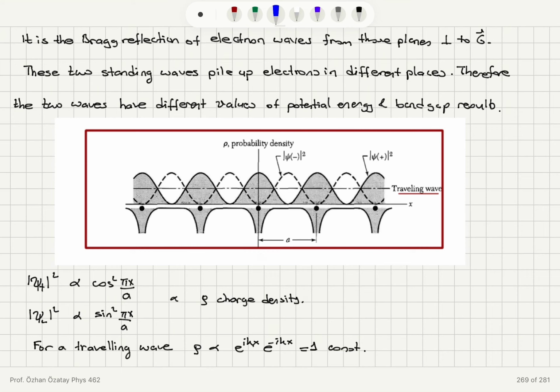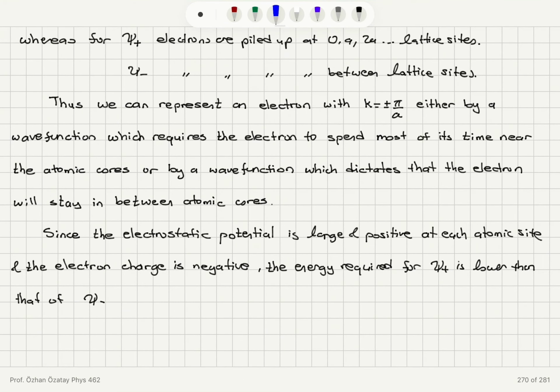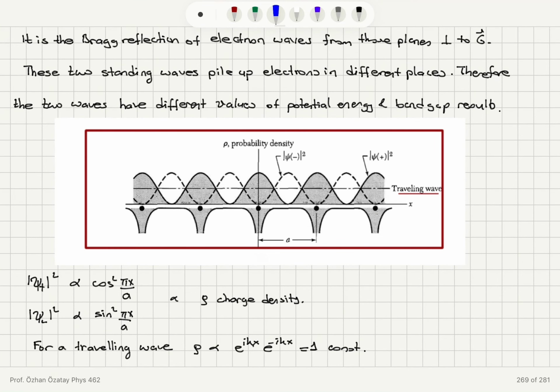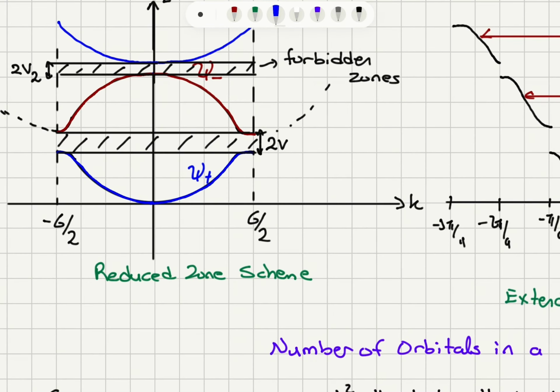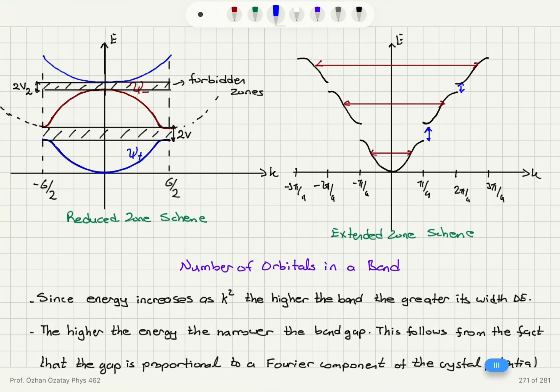The lower energy one is when the electron is close to the ion core, and the higher energy one is when it is in between the ion cores. We can see that the energy difference between these two solutions gives us the band gap at the zone boundaries. So these two solutions basically give us the forbidden zones at the zone boundaries. You can see here, we can look at this in the reduced zone scheme, or we can look at this in the extended zone scheme.